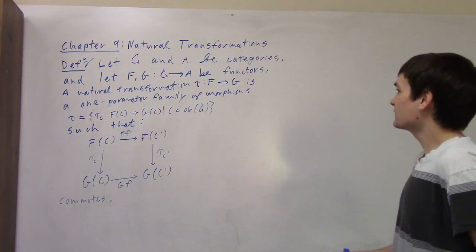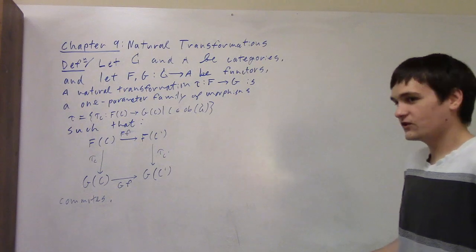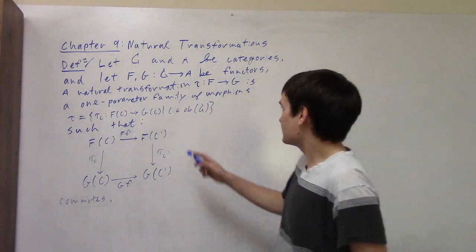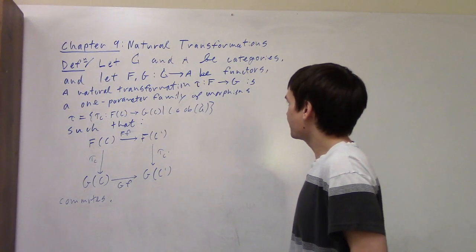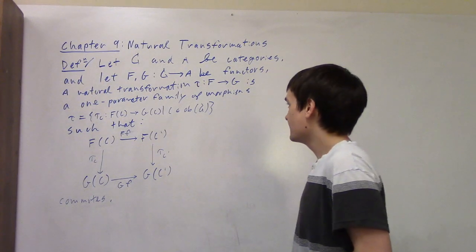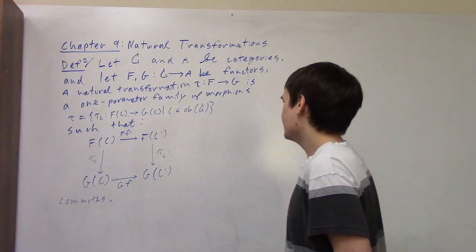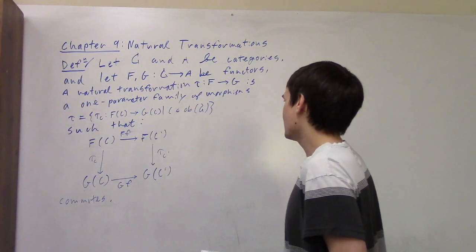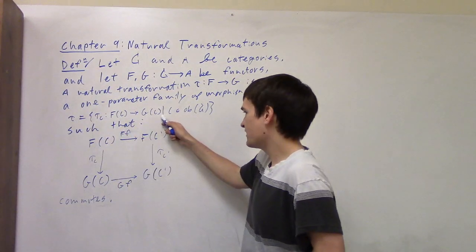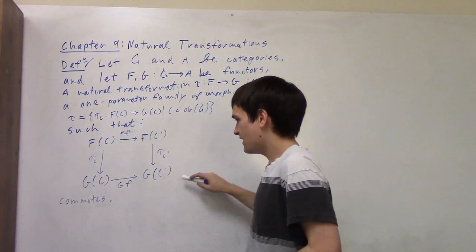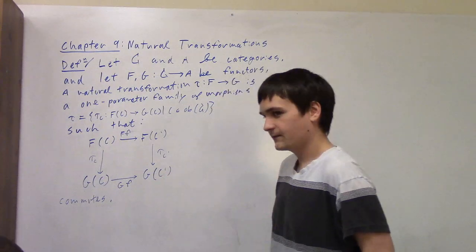So first off, the definition of a natural transformation. If you have C and A, which are categories, and you have 2 functors from C to A, covariant of course, we say a natural transformation tau from F to G is a 1 parameter family of morphisms, so 1 for each object in the category, such that the following diagram commutes.